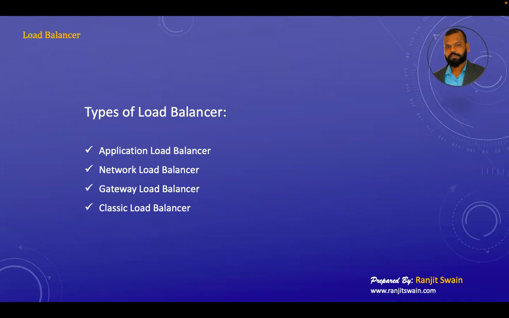There are 4 types of load balancers basically in AWS. What AWS provides is the application load balancer, network load balancer, gateway load balancer, and classic load balancer. The classic load balancer is outdated now. It's still there, but nobody is using it. On top of this classic load balancer, we've got the application load balancer, the network load balancer, and they have newly introduced the gateway load balancer. Not newly, it's been more than 1 year since they introduced the gateway load balancer.